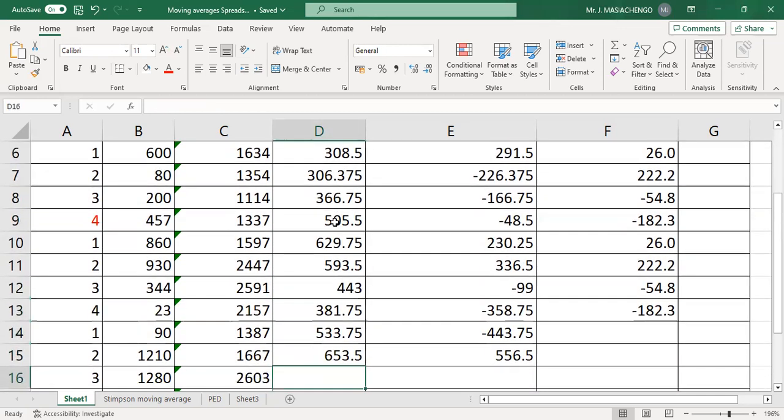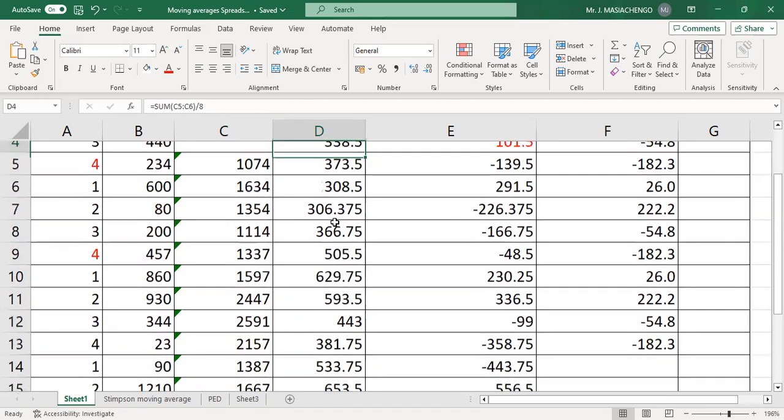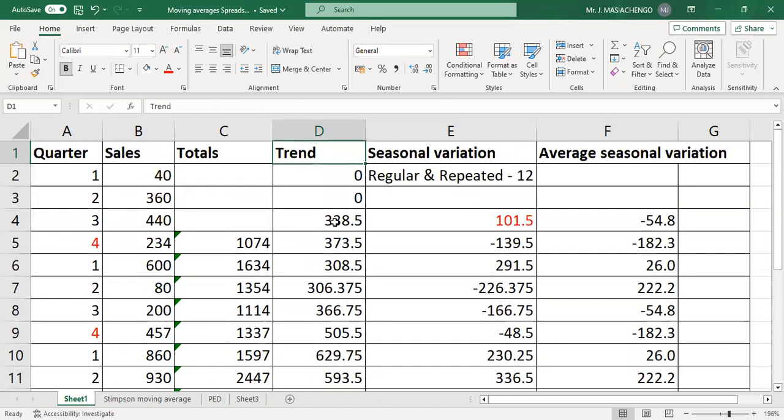So we draw the moving average graph. After we are done with that, we do what we call extrapolation. Our extrapolation is simple. It means we extend the graph. After extending the graph, we come up with what we call a forecast trend.